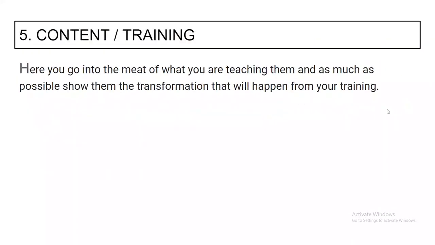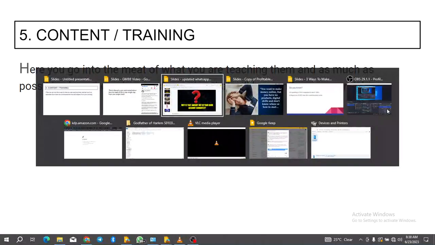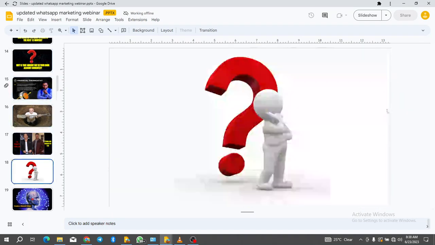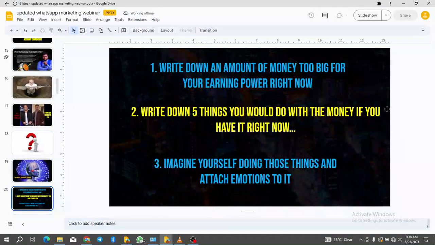All right. Now, the next thing is your content and training. What is the main thing you want to teach them? The main thing you want to teach them. So, I'm going to go in depth and show you different examples. The reason is because it is different for everybody. So, let's go. Let's look at this one. This is by Sam Harvard. So let's look at it.